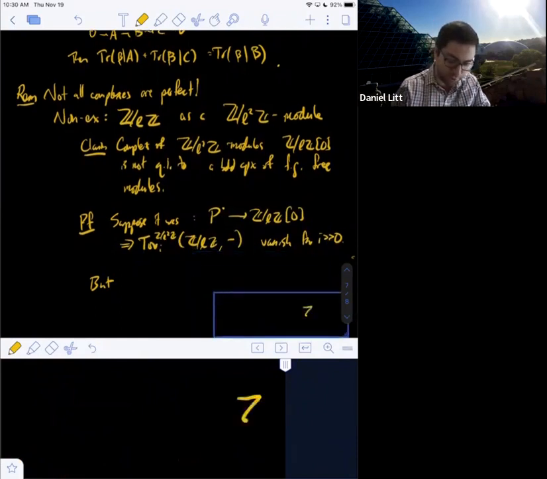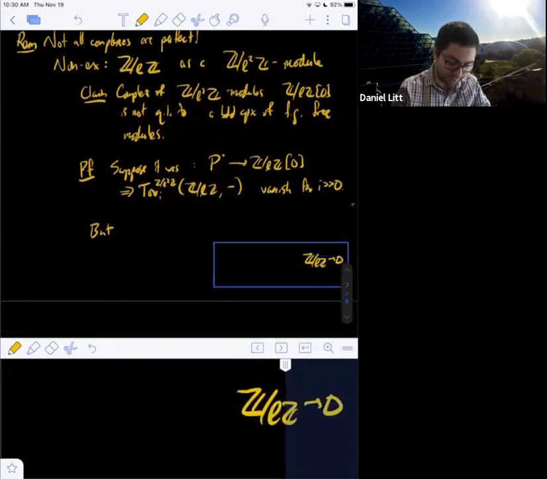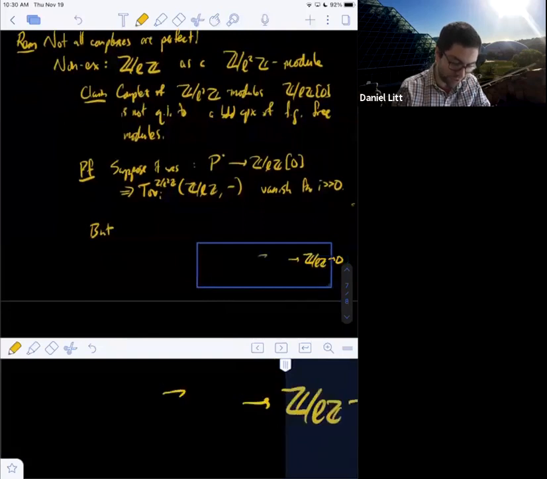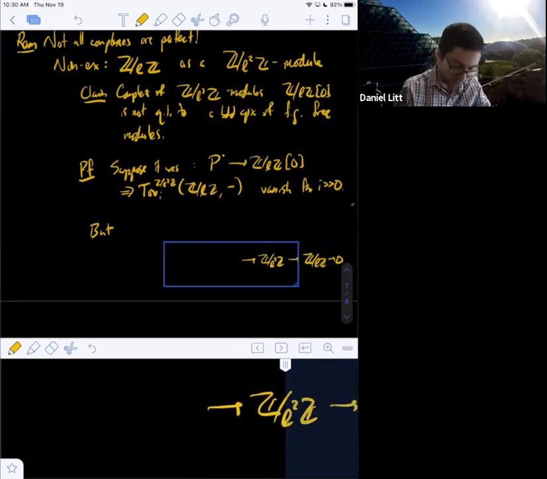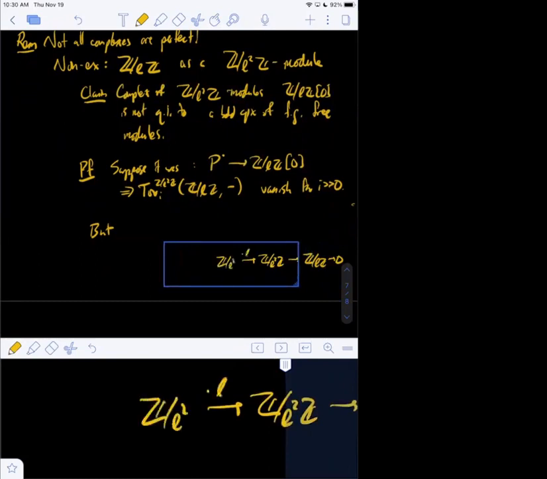So how do you compute Tors? You need a projective resolution, right? So let's start making a projective resolution. There's this surjection from Z mod L squared Z to Z mod LZ. Can anyone help me keep resolving this? Yeah, so all terms, exactly right. So you can just take all terms Z mod L squared with the differential multiplication by L.